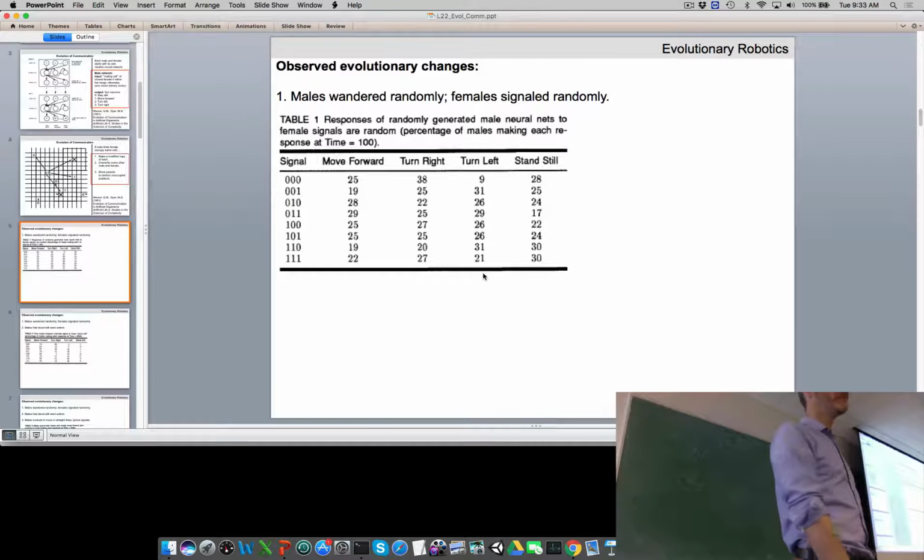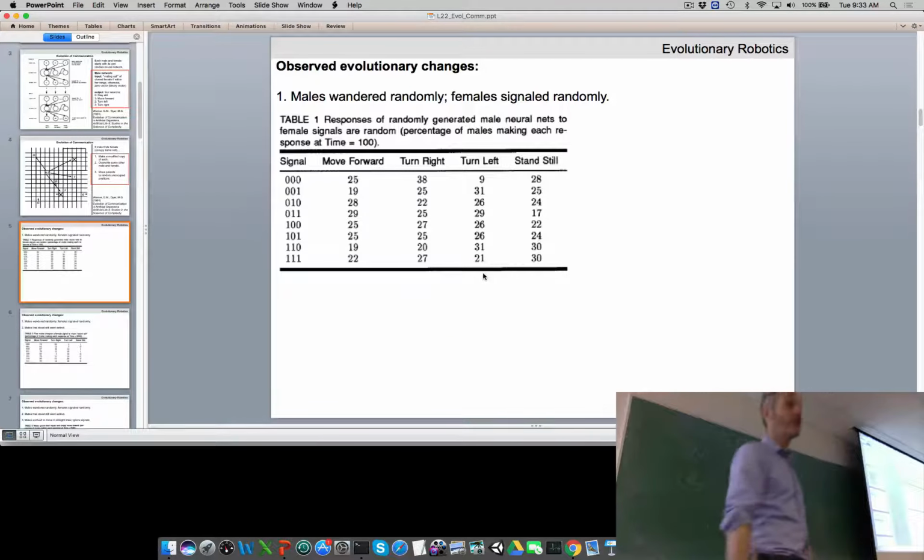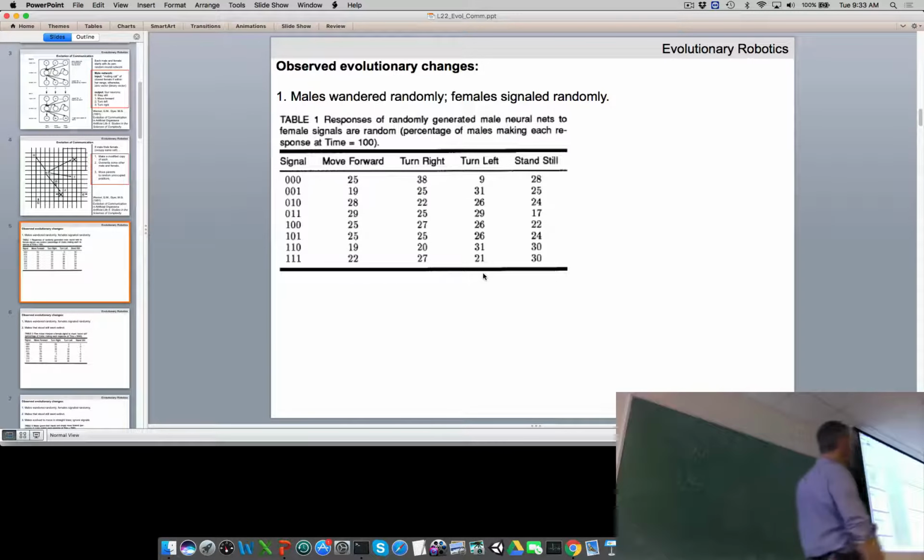The population will start to overtake the world they're given, I guess. And they're going to start to respond similarly to similar songs. The males are going to start to converge on certain actions in response to certain songs. Why? Here you have males that are just moving at random.